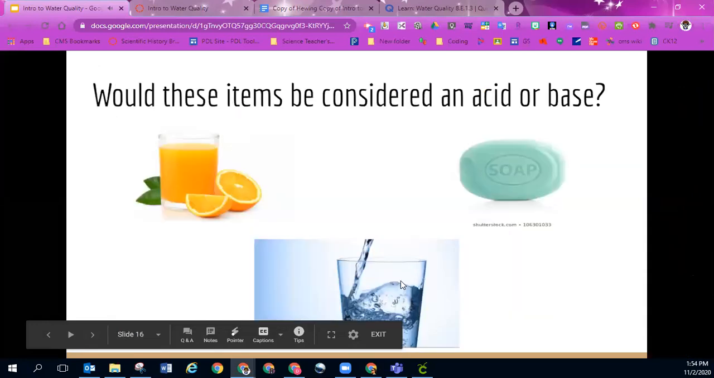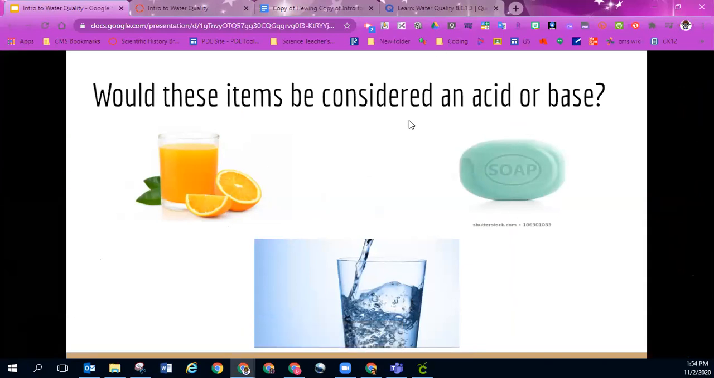So back to my original question, see if our answers changed. Which ones are these? Are they acids or bases? Tell me in the chat. You have 3 different options, and I'm just seeing people type base, and that's it.